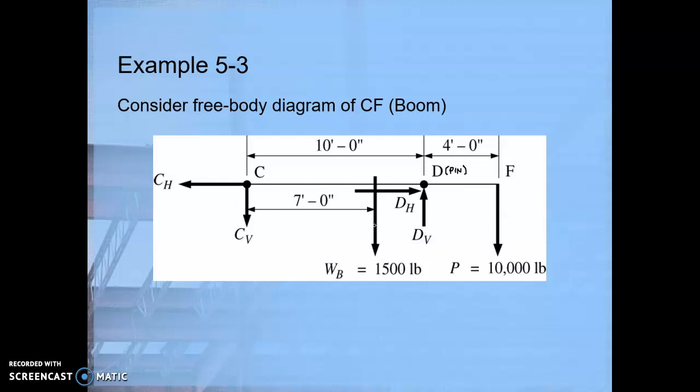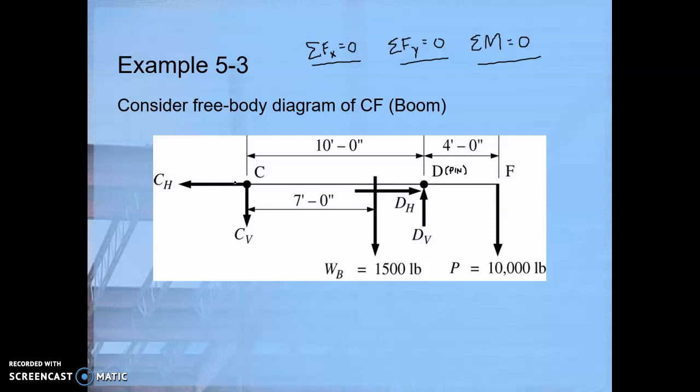Okay, so how can we go about finding some of these unknown forces? Well, we have three equilibrium equations. We know that the sum of forces in the x direction equals 0. We know the sum of forces in the y direction equals 0. And we know that the sum of moments about any point will also equal 0. These are the three equilibrium formulas that we can apply to any free body diagram in order to help us find any missing forces.